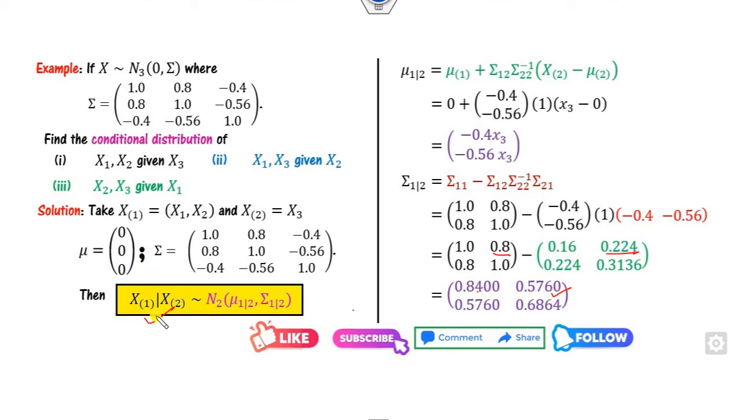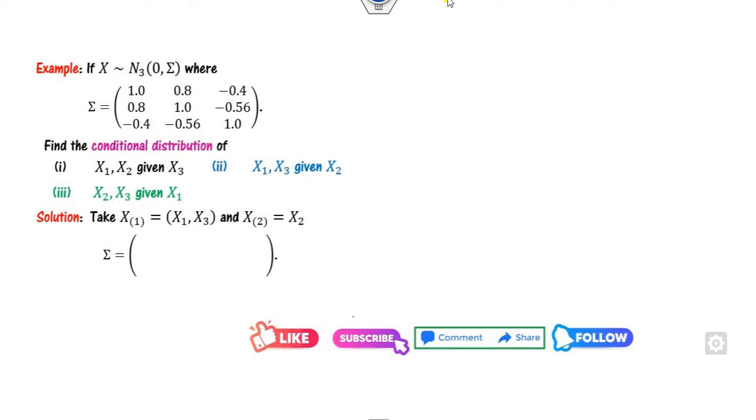Hence, x1 condition x2 is also the multivariate normal distribution with the 2 having dimension. Why it is a 2? Because what is the dimension of the x1? It involves the 2 elements, so its dimension is 2. Now look at this second part. For this second part, can you identify x1? Can you identify x2? How you write this condition?